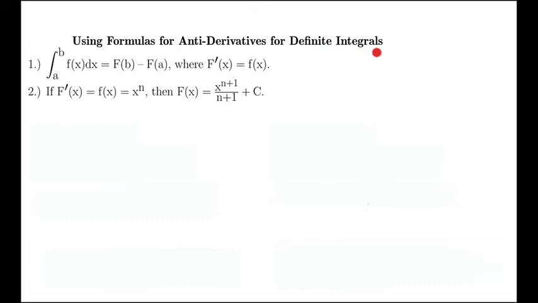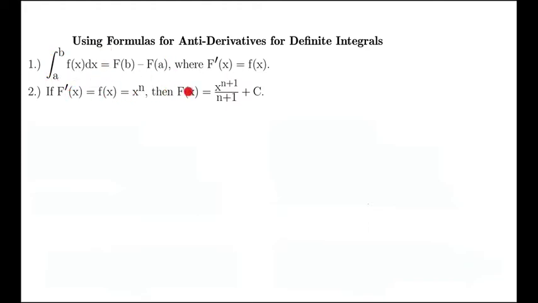We can figure out definite integrals using the formulas we have for antiderivatives and the fundamental theorem of calculus. Remember what the fundamental theorem of calculus tells us. The integral from a to b of f of x dx is capital F of b minus capital F of a, where capital F is a function so that capital F prime of x is equal to little f of x. That is, if we can find the antiderivative of the integrand, we can use this formula to figure out the value of the definite integral.